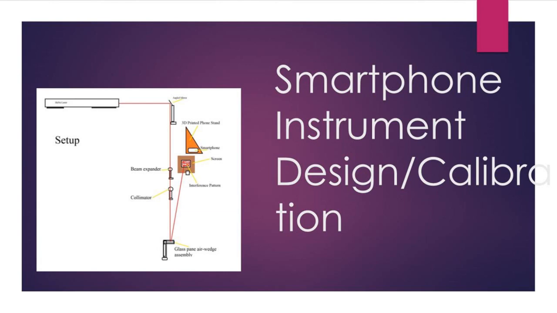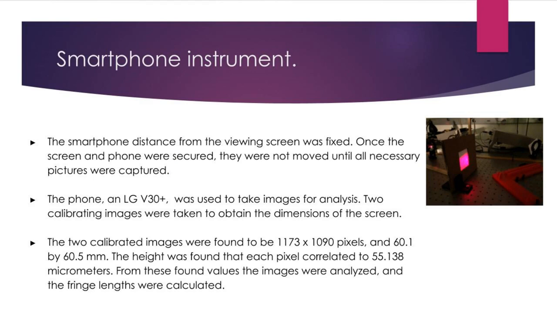The smartphone distance from the viewing screen was fixed. Once the screen and phone were secured, they were not moved until all necessary pictures were captured. The phone, an LG V30 Plus, was used to take images for analysis. Two calibrating images were taken to obtain the dimensions of the screen.